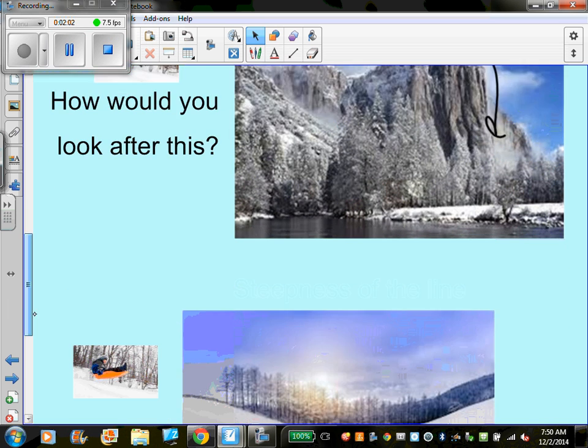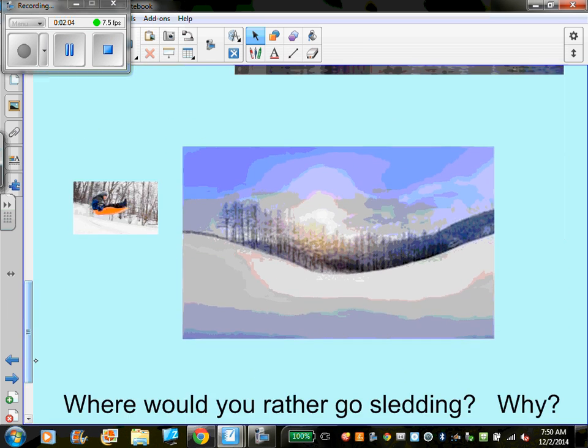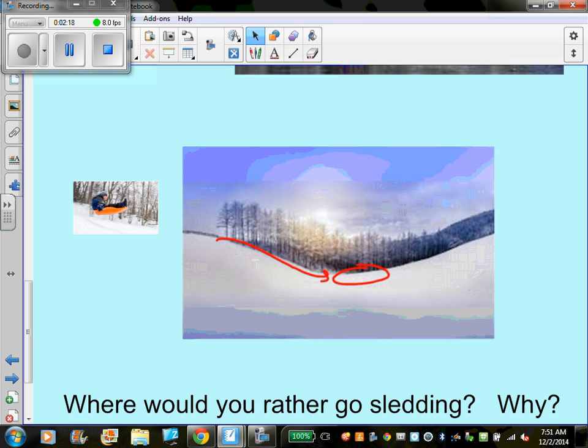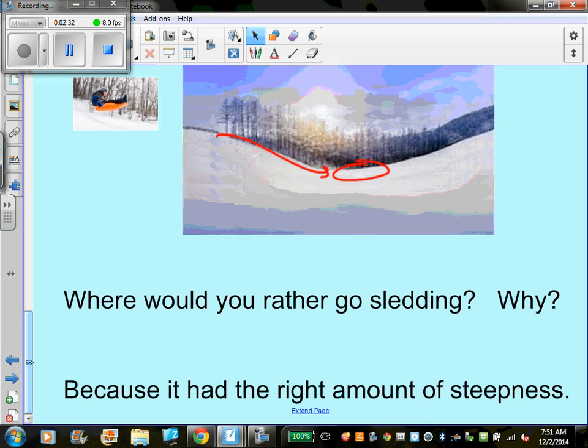What about this one? So we're sledding. This one looks to be, so we go down like that. Looks like there's a landing zone right there. This one looks pretty good, especially when you compare it to the other two. Of the three, this is probably the one that's most good to sled on. And the reason for that is its steepness is the perfect amount compared to the other two.